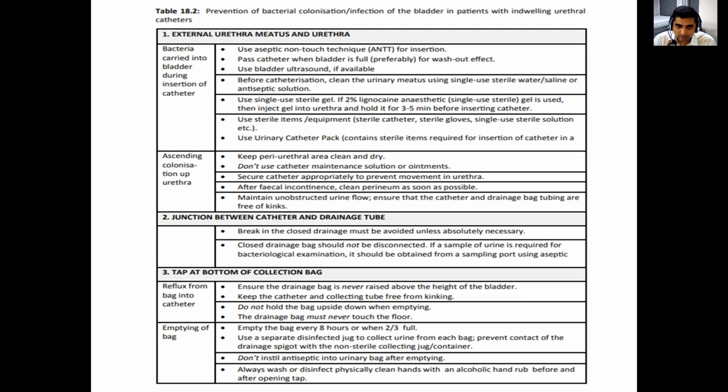And at the junction between catheter and drainage tube, there might be breakage in the closed drainage. It should be avoided, and if it is there, then change the broken part, either tubing or bag. Urine samples should not be collected from the bag, they should be collected from the urine collection point. At the bottom of the collection bag, ensure the position of the bag and don't keep it upside down, and empty it regularly. And use a separate disinfection jug for each patient.